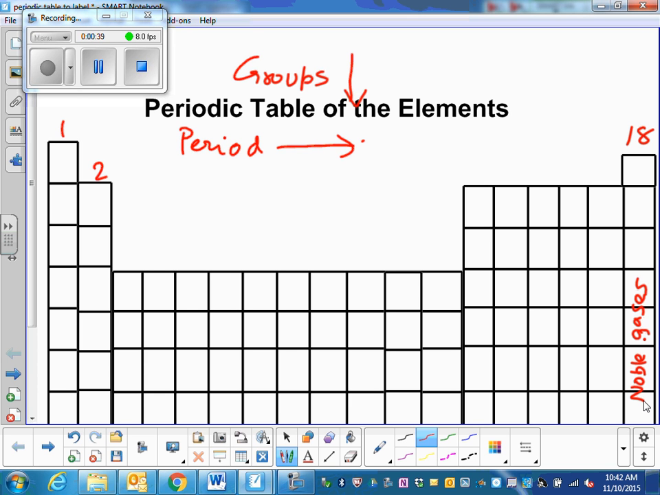You end a sentence with a period. How do you write a sentence? Left to right. Does that make sense? There are 7 periods and 18 groups on the periodic table.